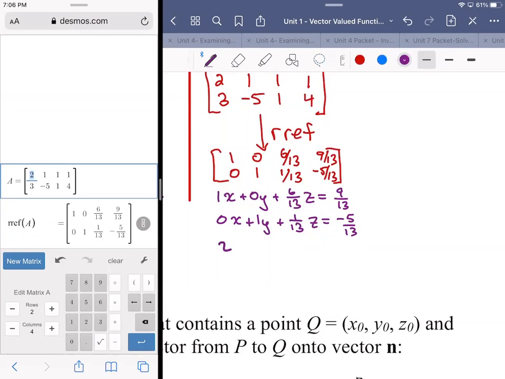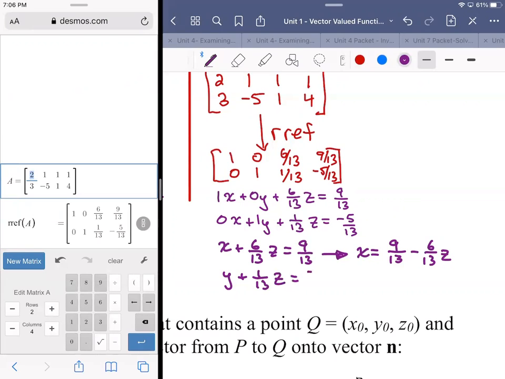So we're looking at x plus 6/13 z equals 9/13, which would be the same as saying x equals 9/13 minus 6/13 z. And this one would be the same as saying y plus 1/13 z is equal to negative 5/13, which would be the same as saying that y is equal to negative 5/13 minus 1/13 z.